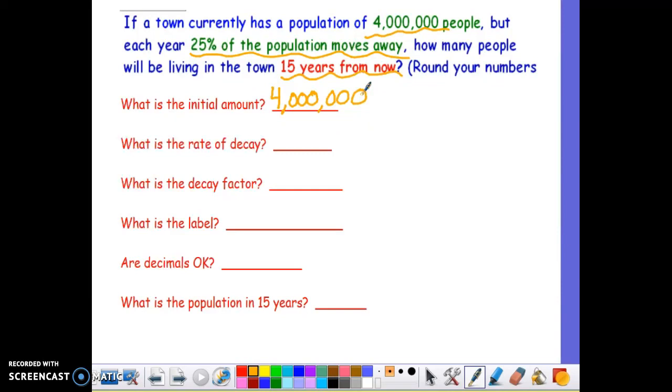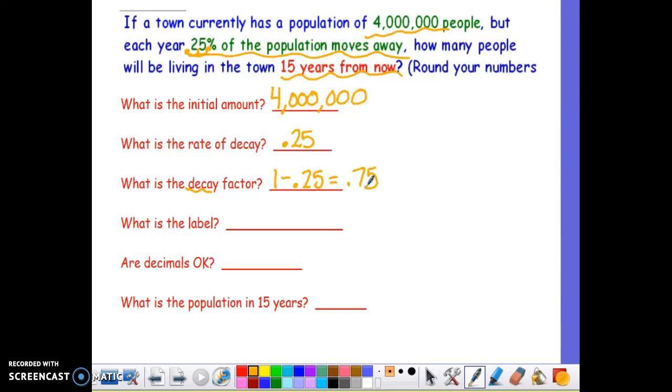What is the rate of decay? Again, the rate is my percent as a decimal, so 25% as a decimal, I move it over 2 places. It would be 0.25. What is the decay factor? Since they're moving away, we're losing people, we know that it's decay. I have to take 1 minus my rate, which is going to give me 0.75.